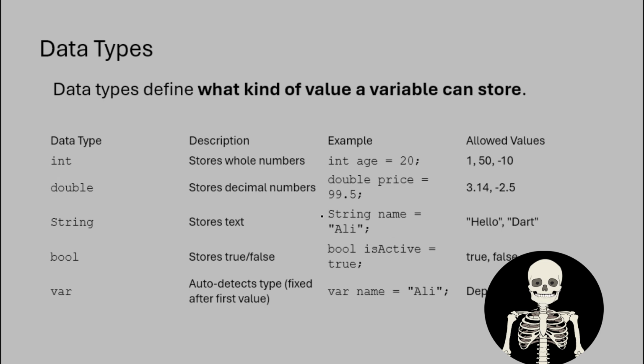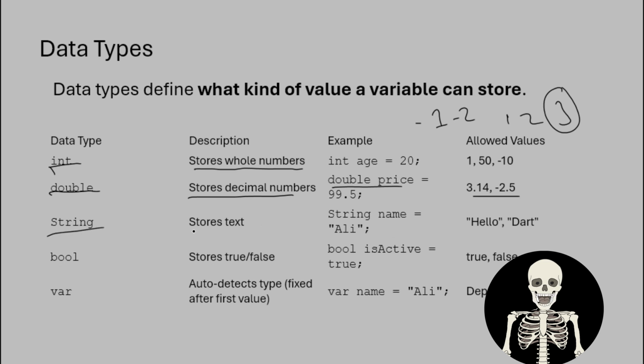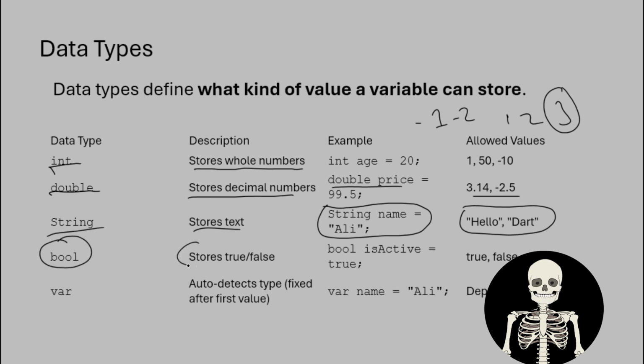So now there are different data types. Data types define what kind of value a variable can store. int means it stores whole numbers, like 1, 2, 3 and -1, -2. double stores decimal values. String stores text, like Ali, Hello, and other texts like that.